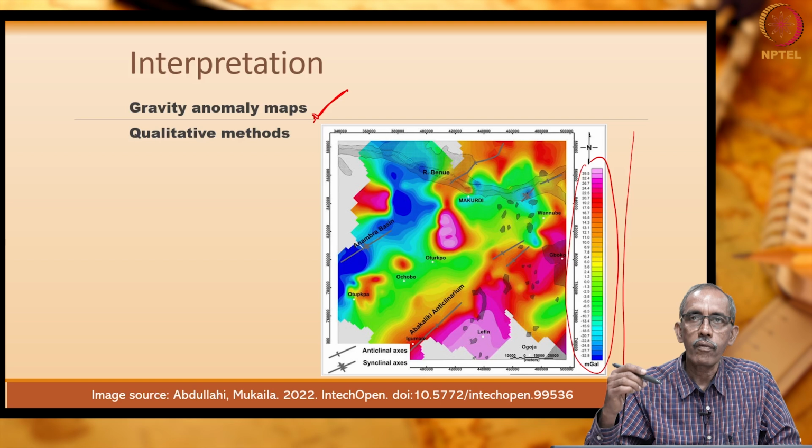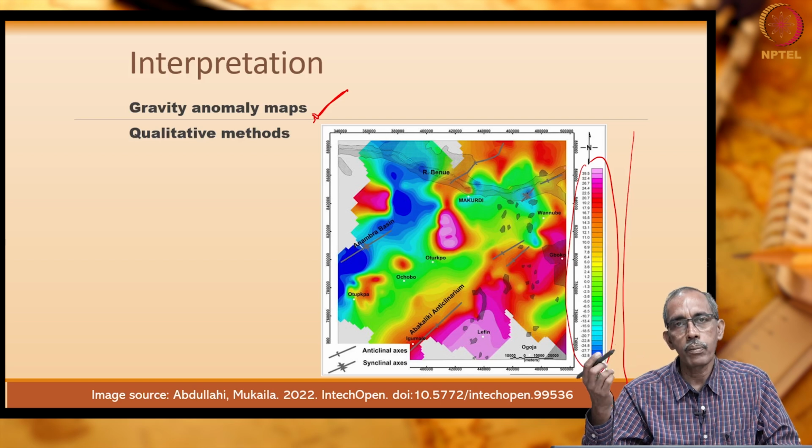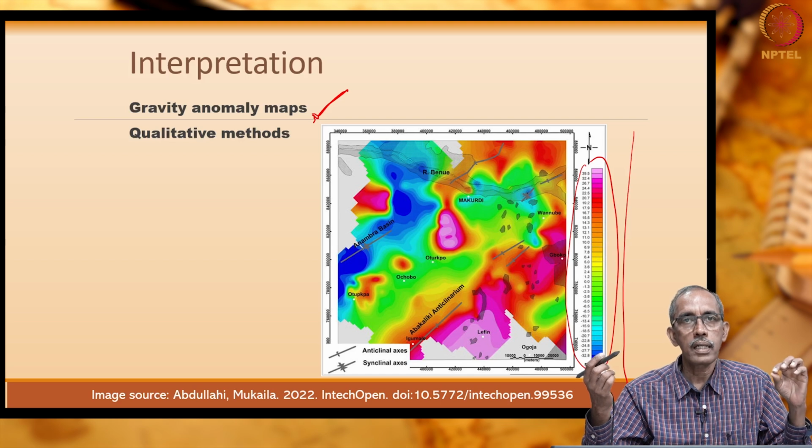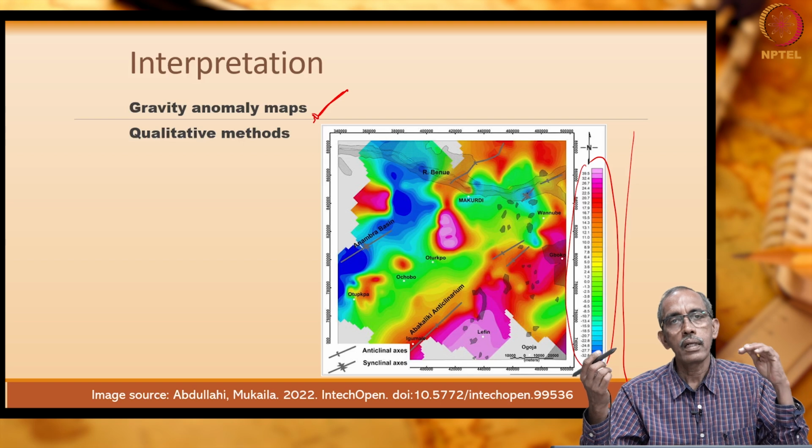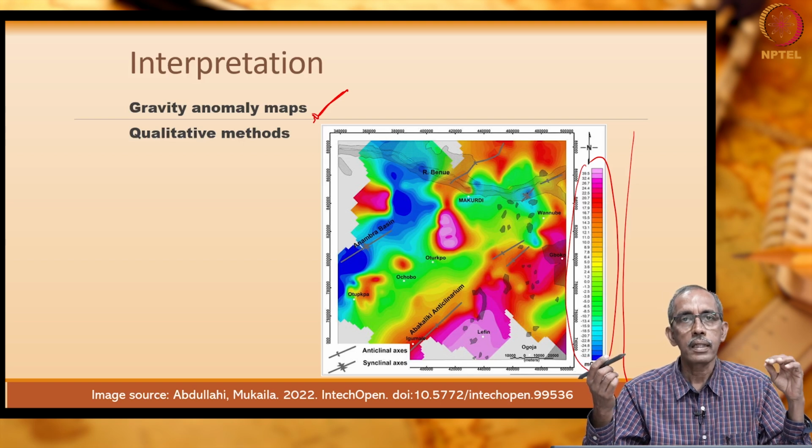Most of the gravity survey is done in relative mode, as we have seen previously. That means we keep one station as a reference station. With reference to that, we try to understand whether the gravity of an unknown station is more or less, and how much, with reference to the reference station.